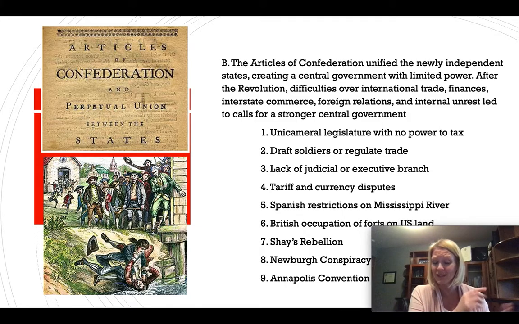First and foremost, you need to highlight this. The Articles of Confederation had a unicameral legislature, which means there was no president and there was no court system. They had a legislative body and that was it, and they didn't have the power to tax. Now let me say that again. They didn't have the power to tax.